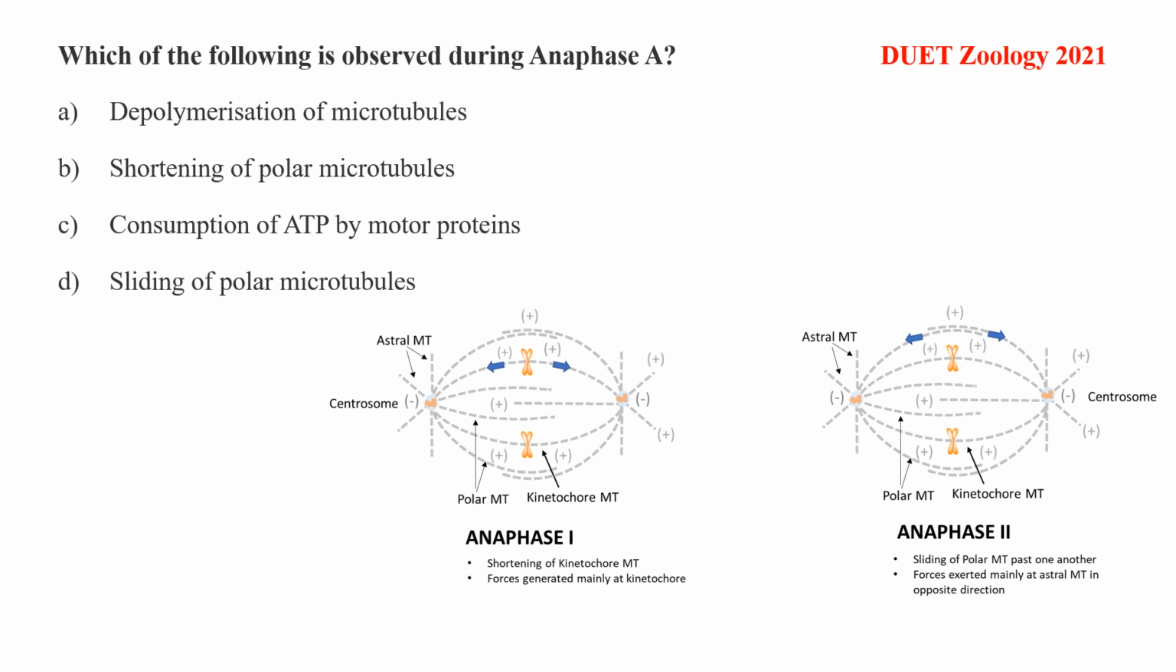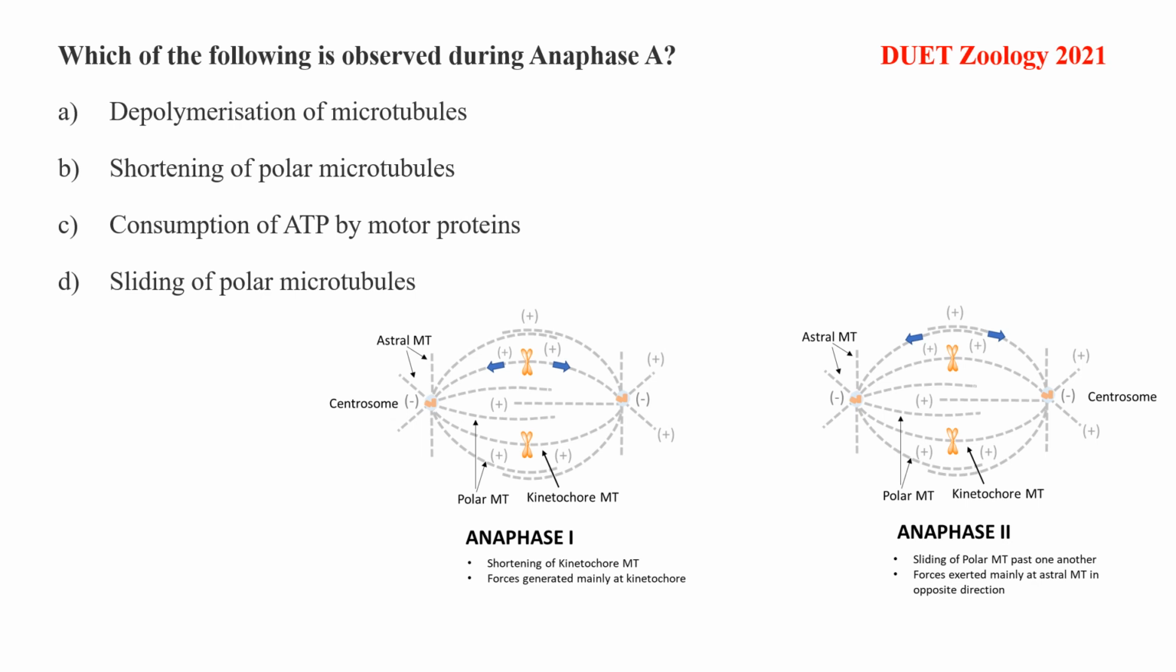There are three types of microtubules. The kinetochore microtubules are those to which the chromosomes are attached. Polar microtubules are those spindle fibers where no chromosomes are attached, and there is another type of microtubule present at the pole, which is called astral microtubule. So during anaphase, whether it's A or B, the activity of these microtubules causes the separation of chromosomes and movement of these chromosomes towards the respective poles.